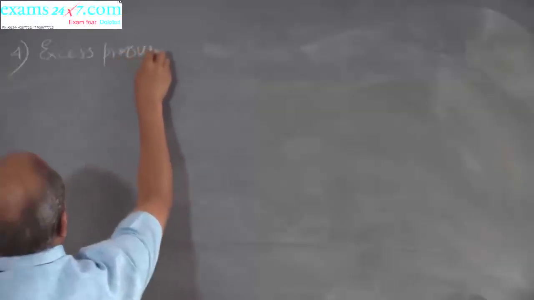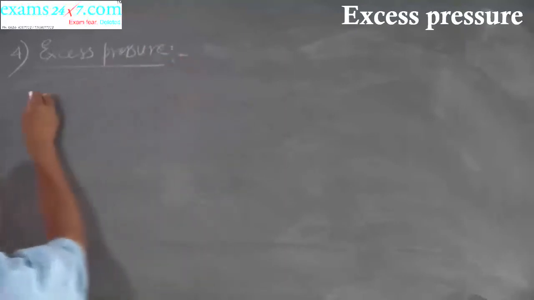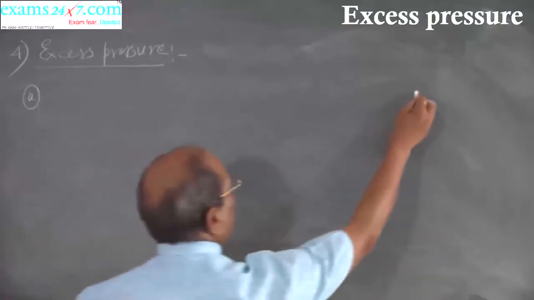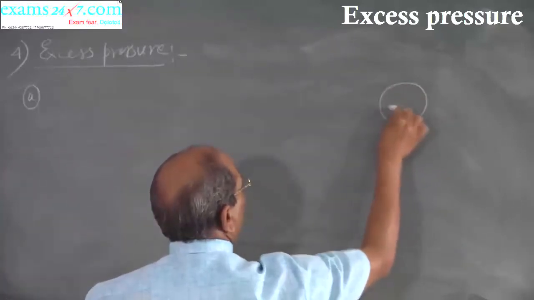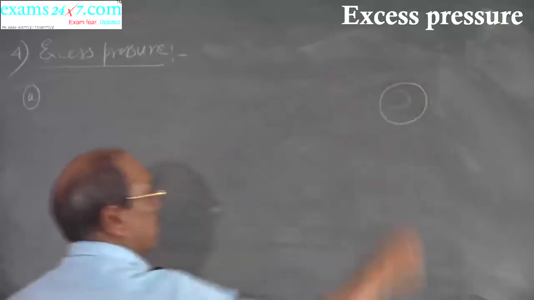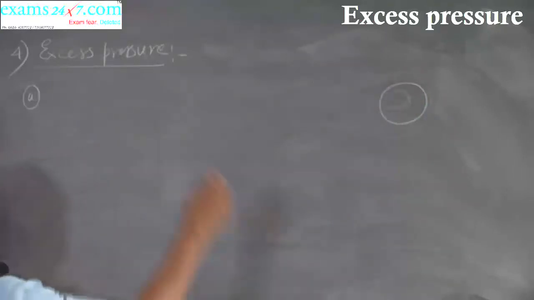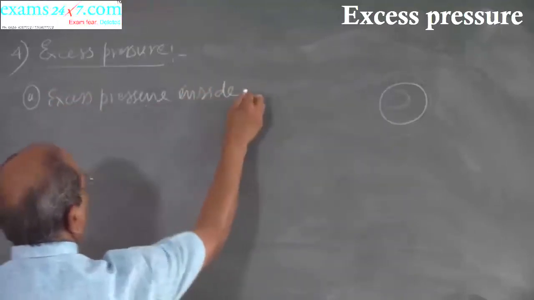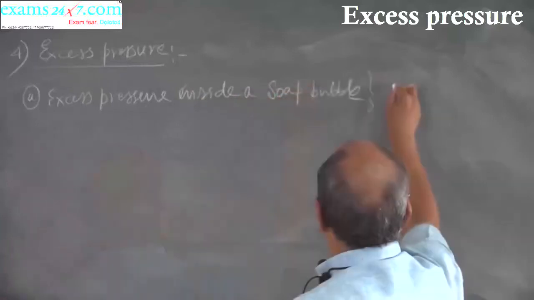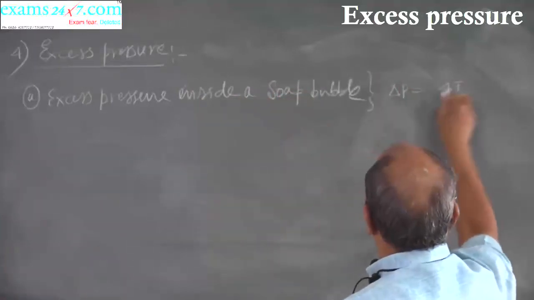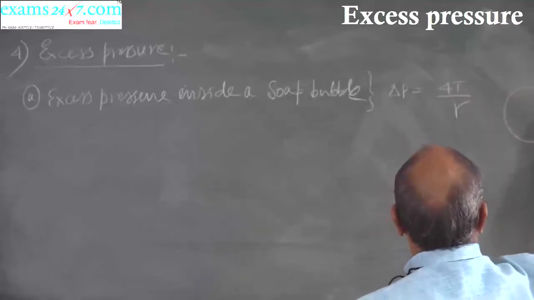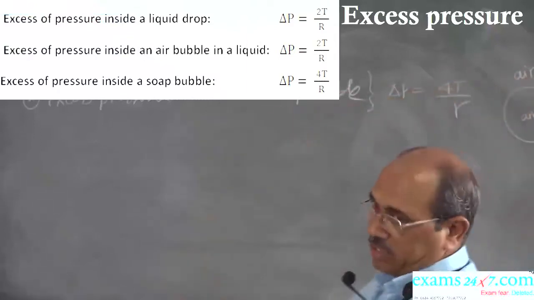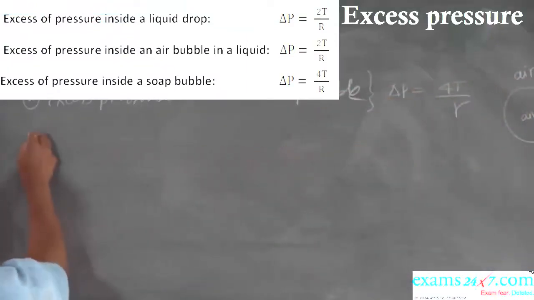So let us see about excess pressure. The three cases we see. Whenever a liquid drop or a soap bubble is formed, there is more pressure inside compared to the outside atmospheric air. Excess pressure inside a soap bubble is given by 4T by R. In case of a soap bubble, inside is also air, outside is also air, so it totally doubles the pressure acting on it.